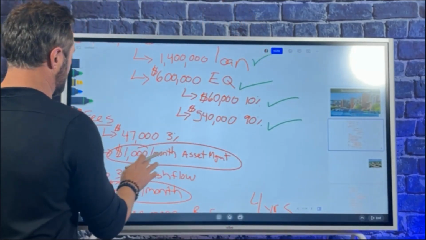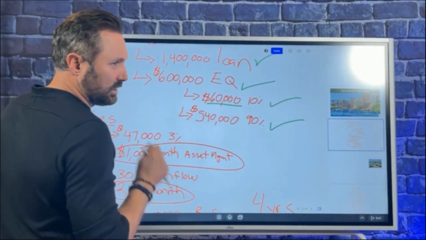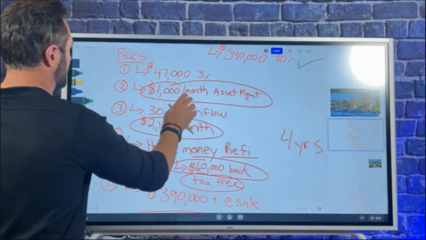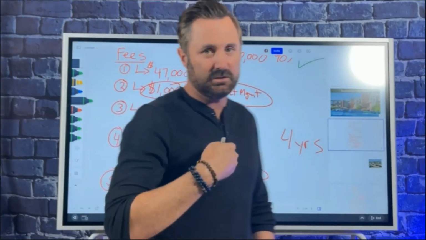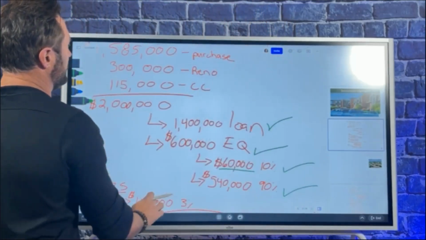10%, 90%. Now, I want you to understand this. $60,000 cash in. Pay attention. Remember I talked to you about the fees that you get for being the general partner? 3% acquisition fee on the purchase price.